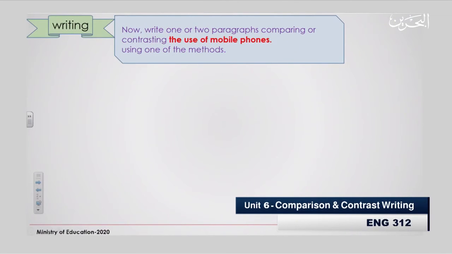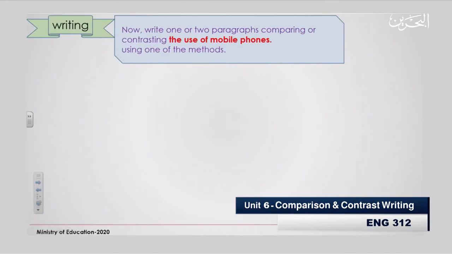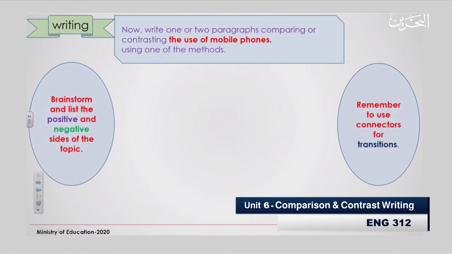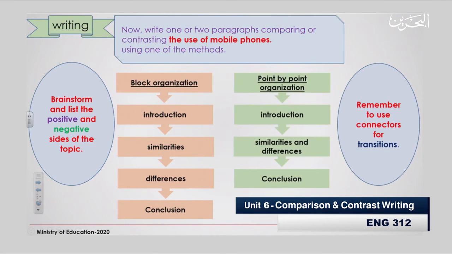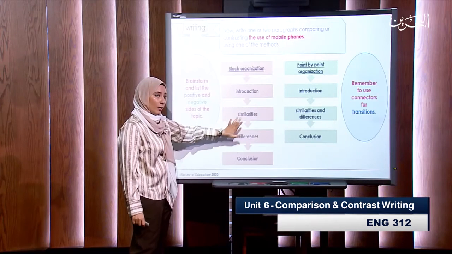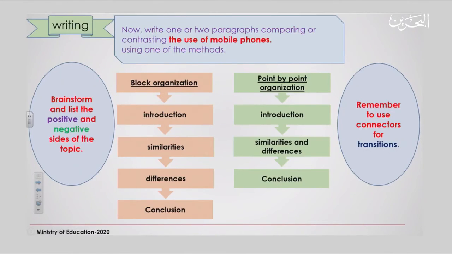Now, what I want you to do is that I want you to write 1 or 2 paragraphs comparing or contrasting the use of mobile phones using one of the methods. Brainstorm. Remember to use the transitions. Now, I said 1 or 2 paragraphs. If you're going to use the block organization, the introduction, 2 paragraphs, similarities, differences, then conclusion. If you're going to use point by point, you're going to merge them, so it's going to be introduction, the merged paragraph, and the conclusion. In both, after the conclusion, you can add your opinion if you like. Okay?